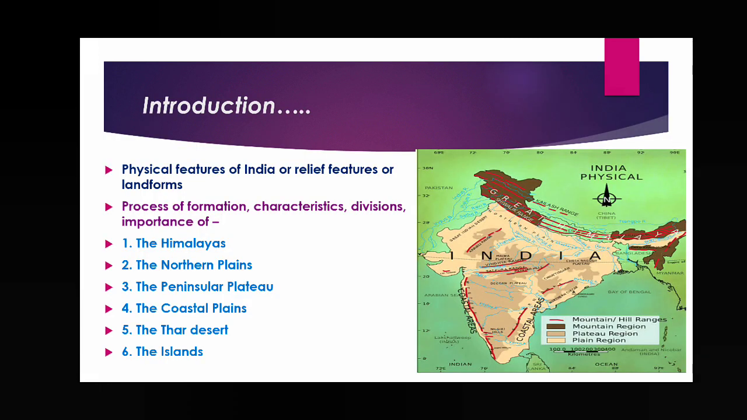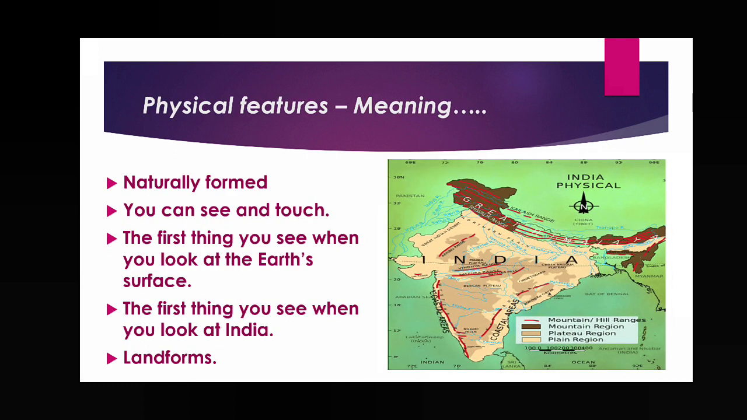So we already discussed that in this chapter we have to read about the physical features or relief features, mainly Himalayas, northern plains, peninsular plateau, coastal plains, Thar desert, islands, etc. These six mainly we have to read here.